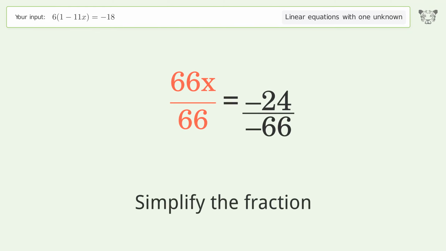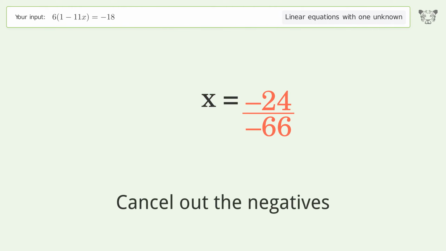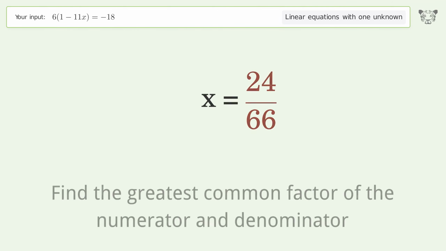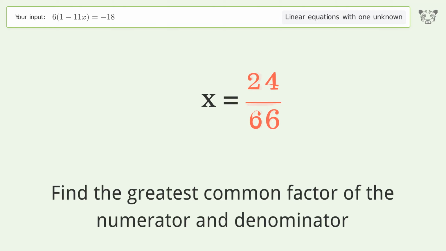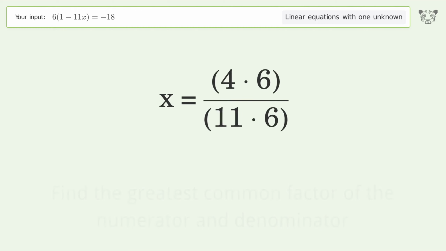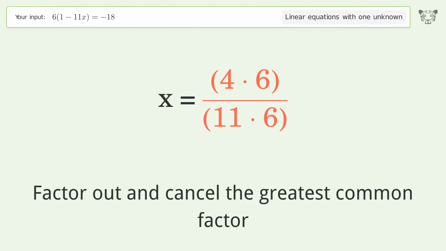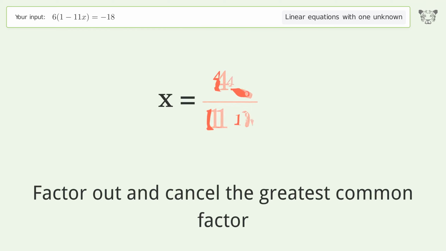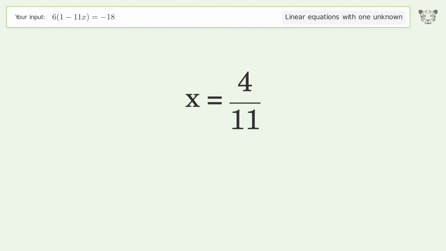Simplify the fraction. Cancel out the negatives. Find the greatest common factor of the numerator and denominator. Factor out and cancel the greatest common factor. And so the final result is x equals 4/11.